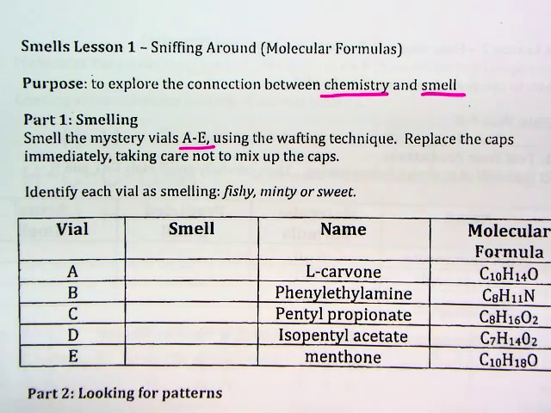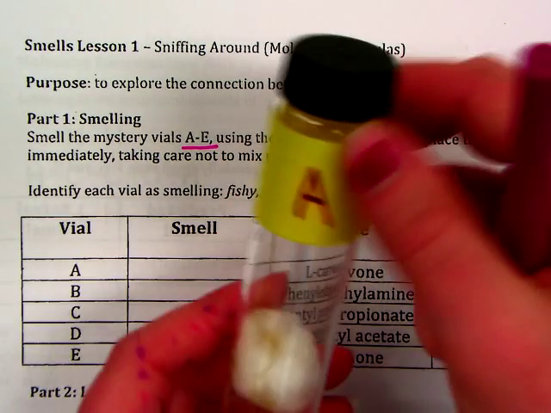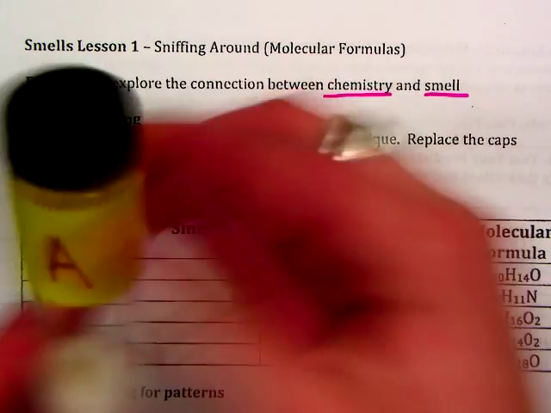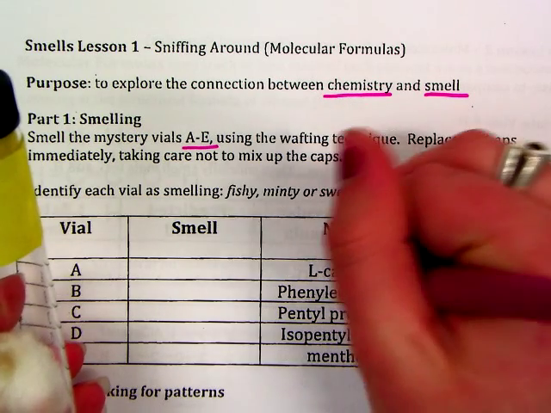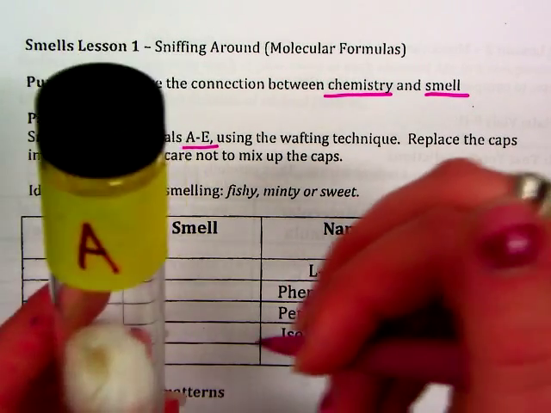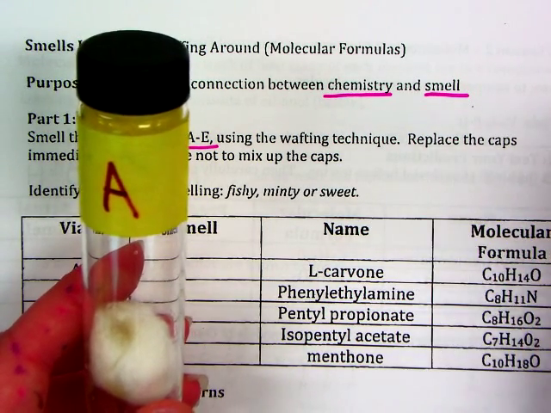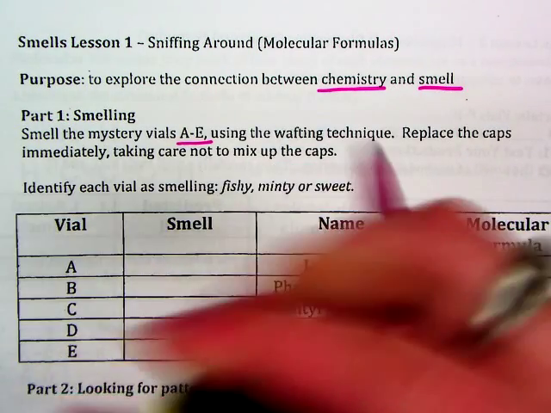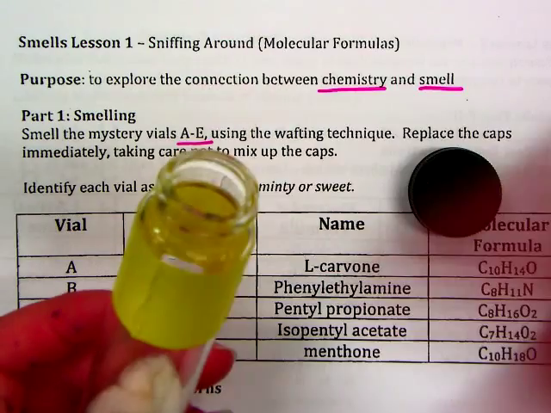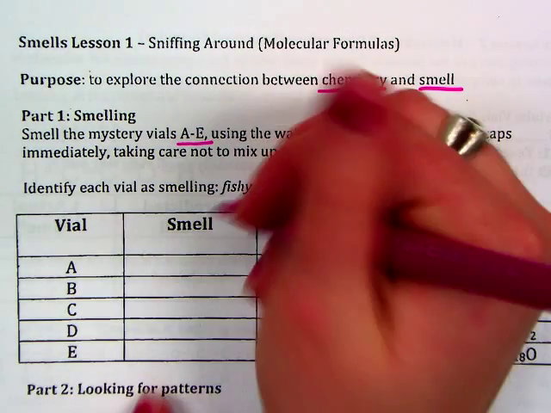Each vial has a different name and chemical in it. Every vial has a cotton ball, and the cotton balls are soaked in chemicals. Vial A has L-carvone chemical in the vial, soaked cotton ball, and the molecular formula is C10H14O. You would take the cap off the vial, waft the smell towards your nose, and record whether the smell is fishy, minty, or sweet.